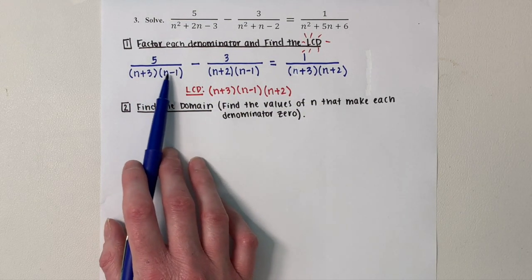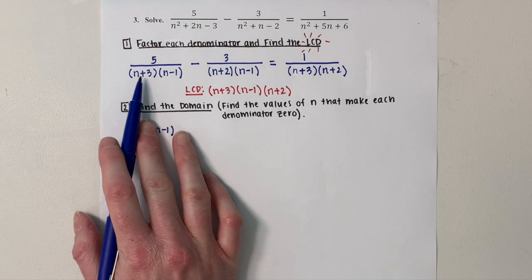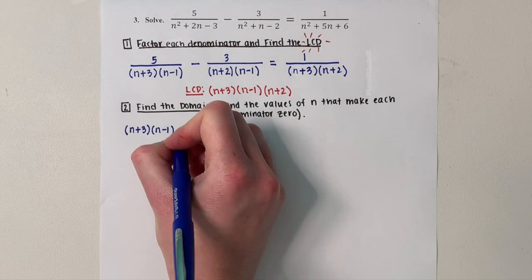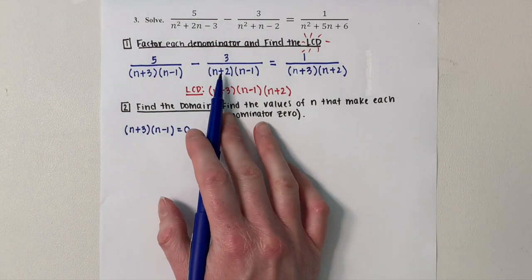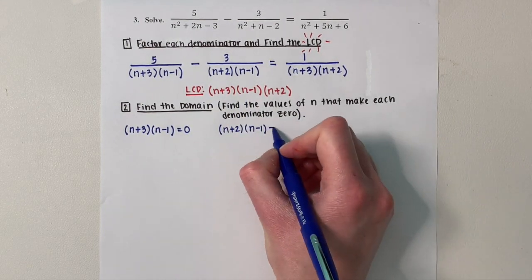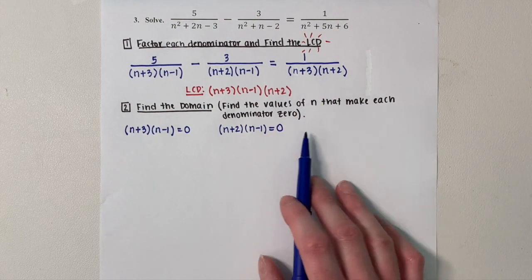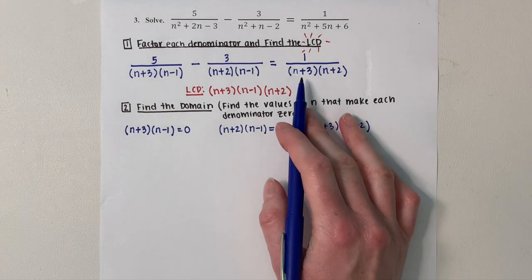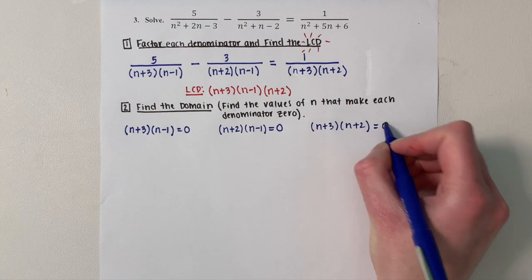Let's start by copying down this first denominator, and we want to know when this denominator is equal to 0. Then let's copy down this next denominator right here, and we want to know when this denominator is equal to 0. Then let's copy this denominator right here, and we want to know when this denominator is equal to 0.